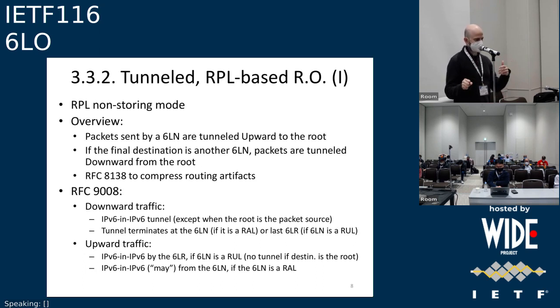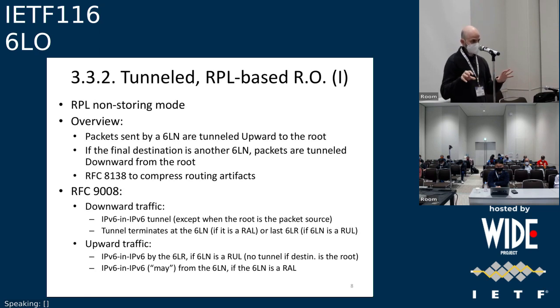So on the tunneled ripple-based route over approach, the overview is, we assume ripple non-storing mode is used here. Then packets sent by one 6LN are tunneled first up to the root, and then if the final destination is not a 6LN, packets are tunneled downward from the root. And then we use 8138 to compress the routing artifacts.